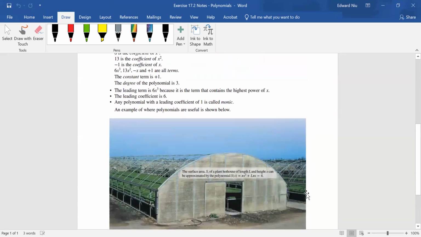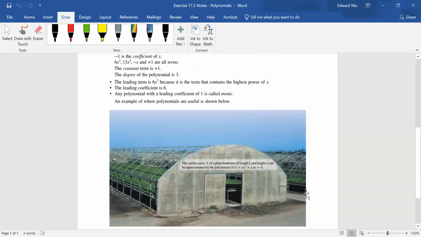Okay, that's it for exercise 17.2. It just goes through a lot of the key vocabulary. Make sure you don't skip out on this exercise because it sets us up for every other exercise from here on in.